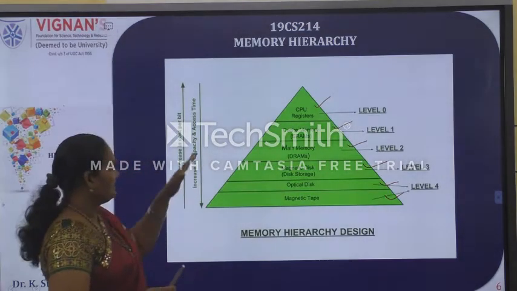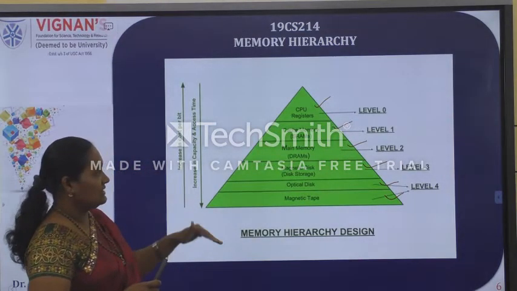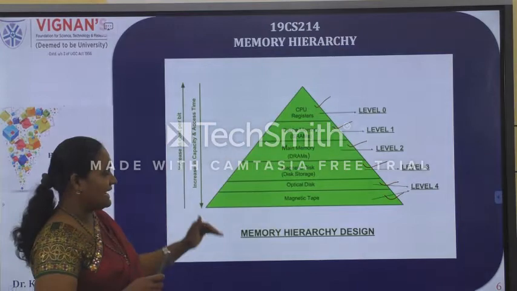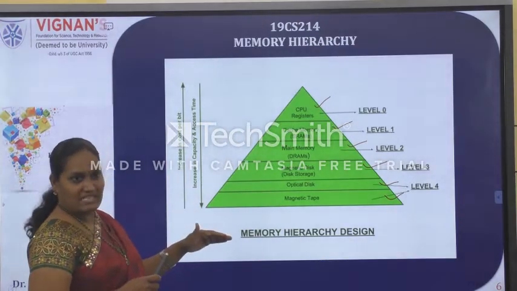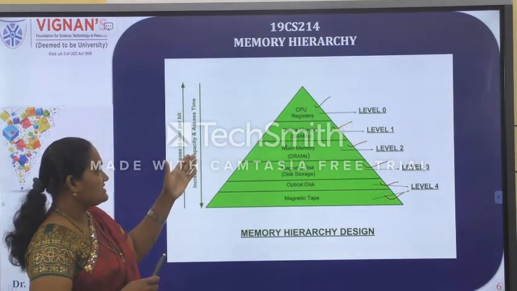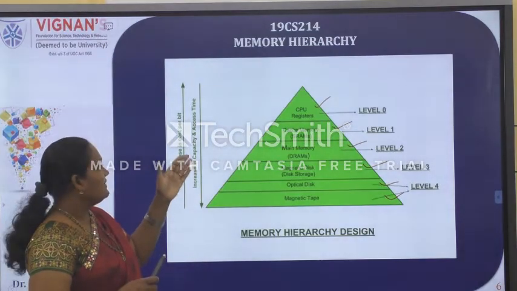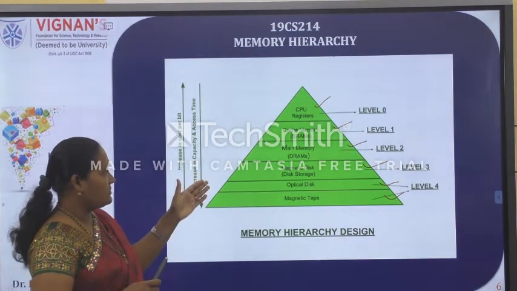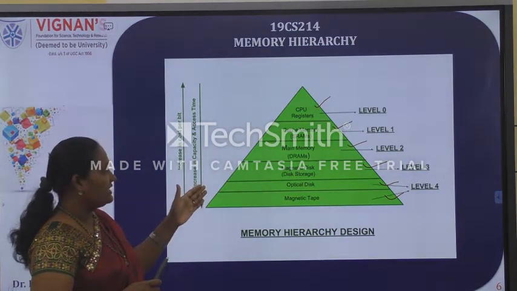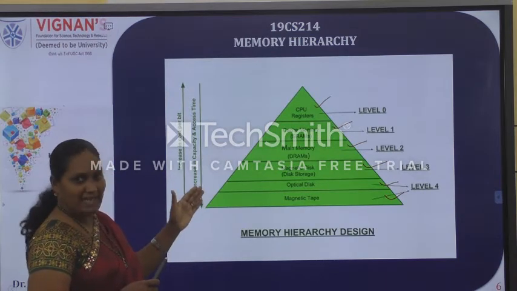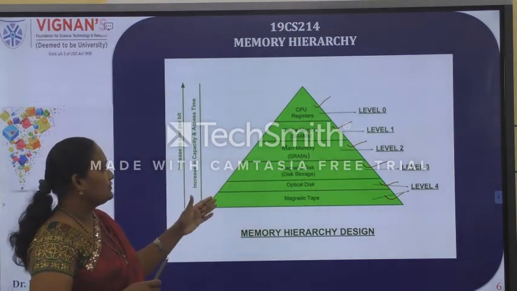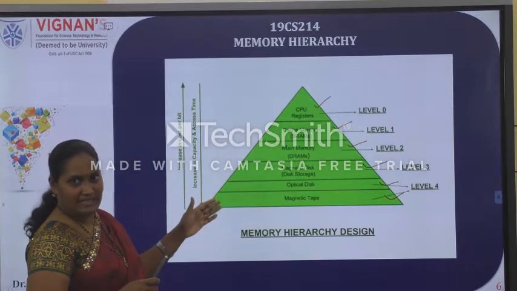So here we represented the whole memory hierarchy in levels. In level 0 we have CPU registers. In level 1 we have cache memory. In level 2 we have main memory. In level 3 we have magnetic disk. And in level 4 we have optical disk and magnetic tape.